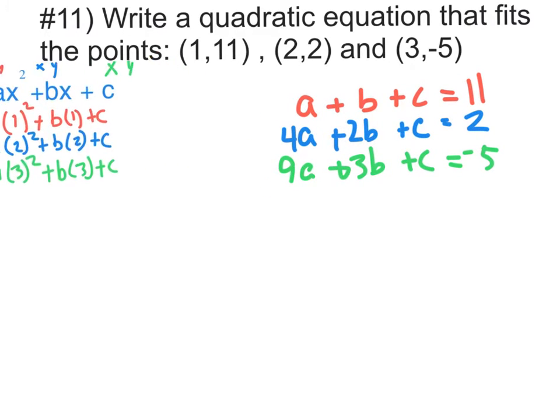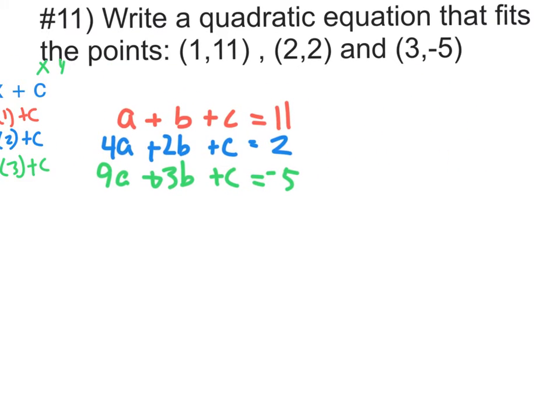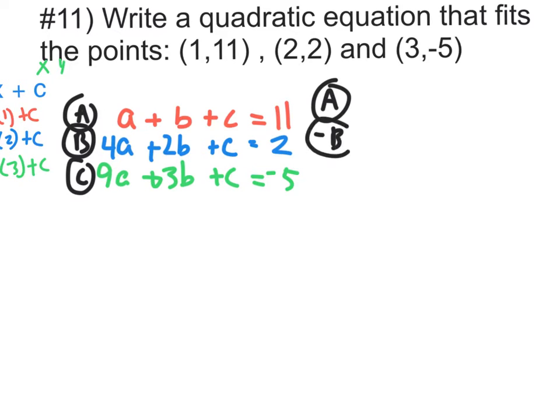So let me move this to the side and move this over. We need to pick 2 equations and get a variable to cancel. Since the c values are all by themselves, you could easily cancel out the c's. I'm going to label this first one equation A, equation B, and equation C. That way I can keep track of what I'm doing. I want to use A the way it is, and I want to use negative B to get the c values to cancel.